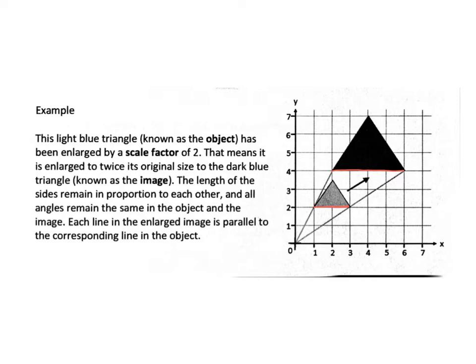So when I look at this little one, I had 2. Can you see there? The length is 2 blocks. The new length is how many blocks? 4. What do I do with 2 to get a 4? I times it by 2.